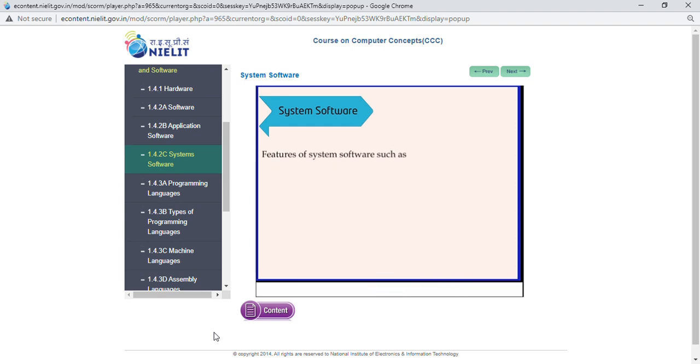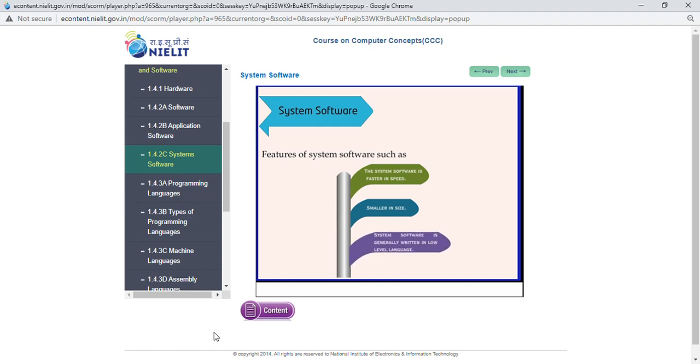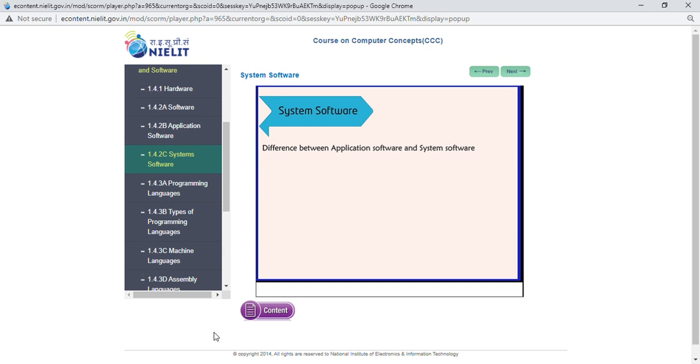Features of system software: the system software is faster in speed, smaller in size. System software is generally written in low-level language. Difference between application software and system software. Subject: application software, system software.